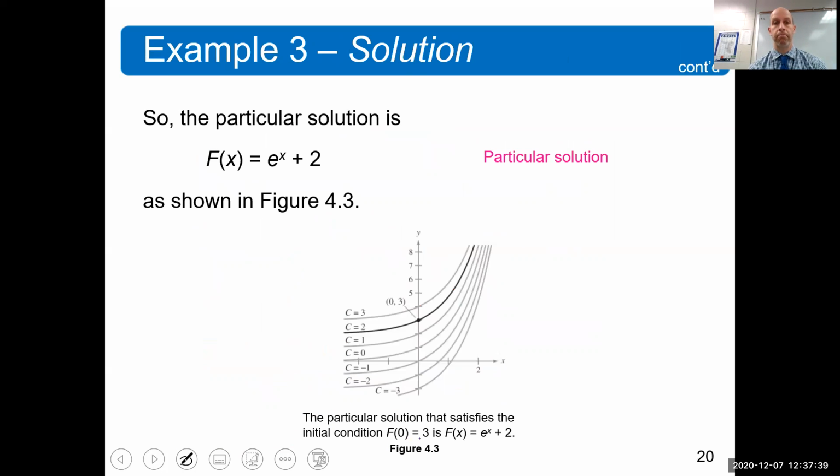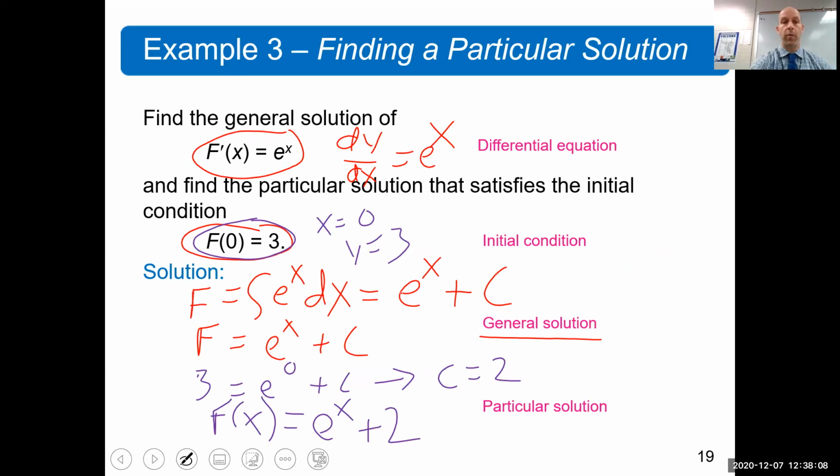That's our answer. So here's our particular solution again. It is this curve right here. Several of the other curves have been drawn on here. For example, when c is equal to 3, that'd be this top curve. When c is equal to -3, that'd be this bottom curve. The particular solution that we were interested in was this one right here, when it goes through (0, 3). That's it.